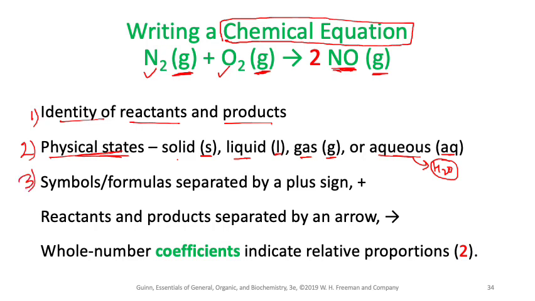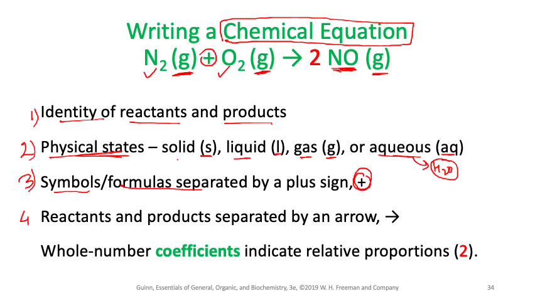The third piece of information that a chemical equation gives you is the symbol and formula. If I say nitrogen is reacting, the chemical equation gives you the formula. Nitrogen is N2. The reactants or products are separated by a plus sign. If you have a plus sign between two molecules, that means they are separate molecules. So in this equation, N2, nitrogen gas, and oxygen gas are two separate entities reacting with each other.